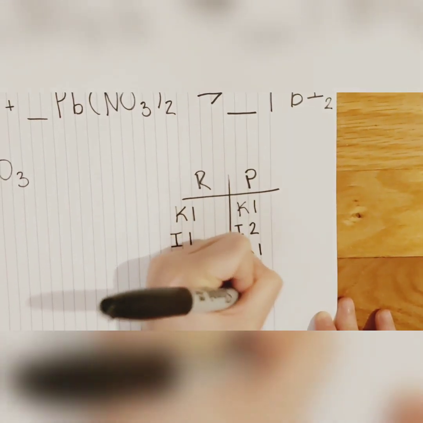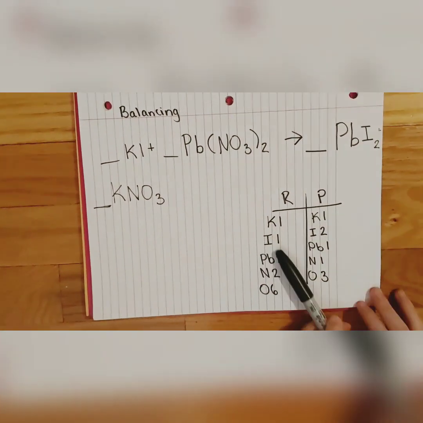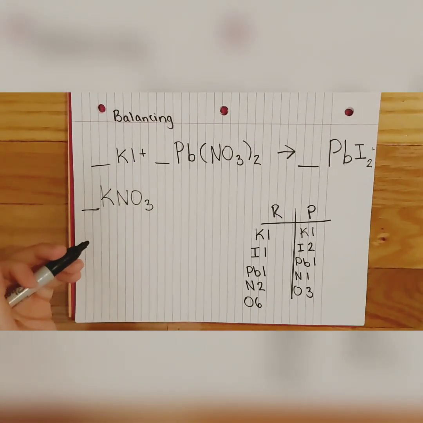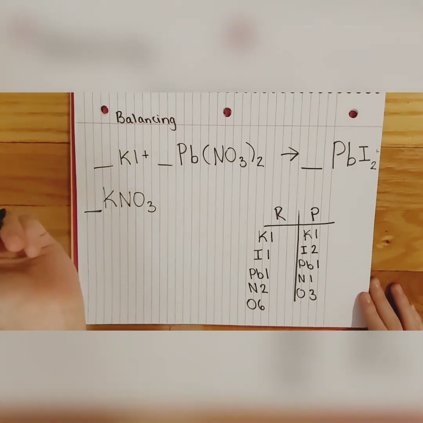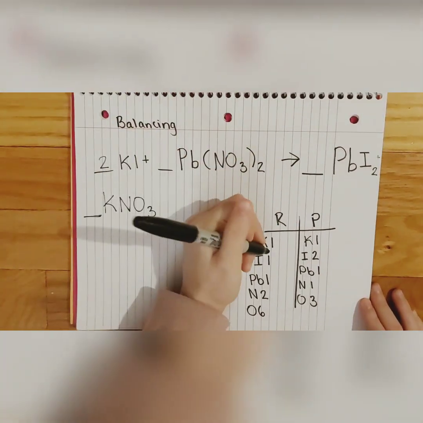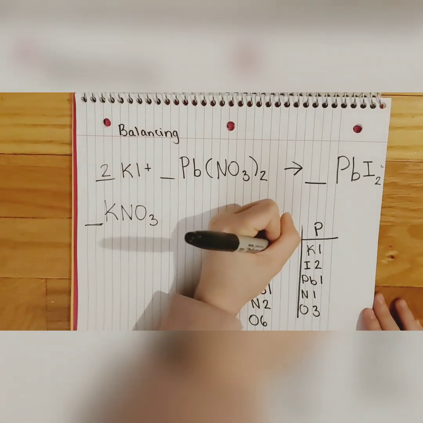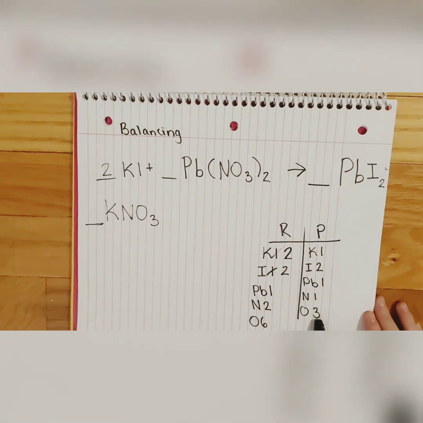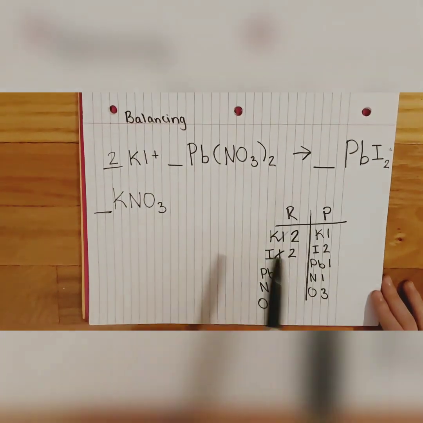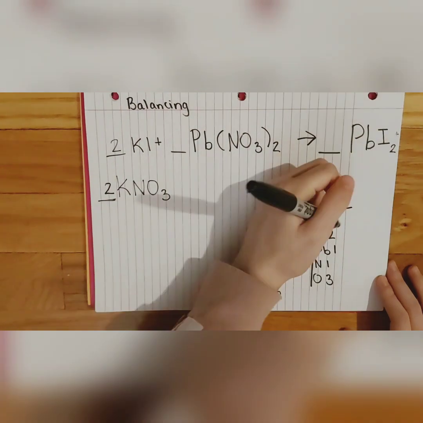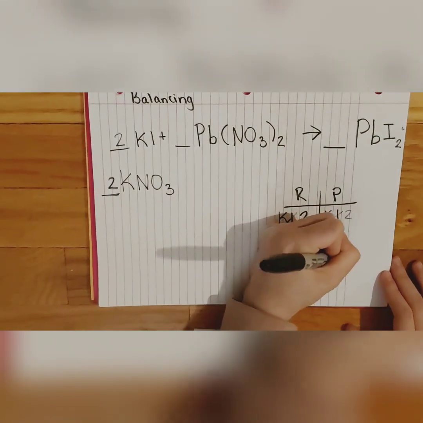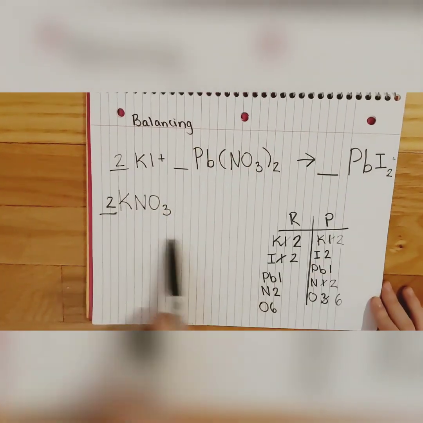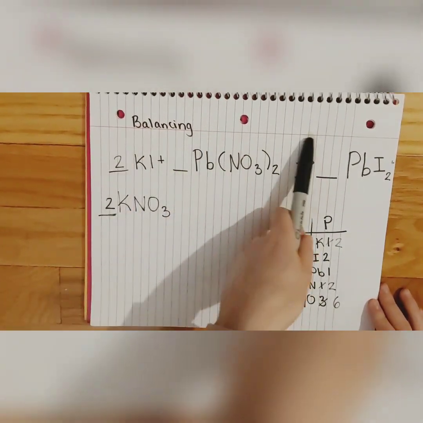Now, on the reactant side, we have K1, I1, Pb1, N2, and O6. On the product side, we have K1, I2, Pb1, N1, and O3. First, there is an imbalance in iodide, where the product side has 2, while the reactants have 1. So we start by putting a 2 in front of potassium iodide, or KI, on this side of the equation. Now, iodide is balanced, but potassium, nitrogen, and oxygen are not. To balance them, we must add a 2 on the product side in front of potassium nitrate, or KNO3. Now our equation is balanced.